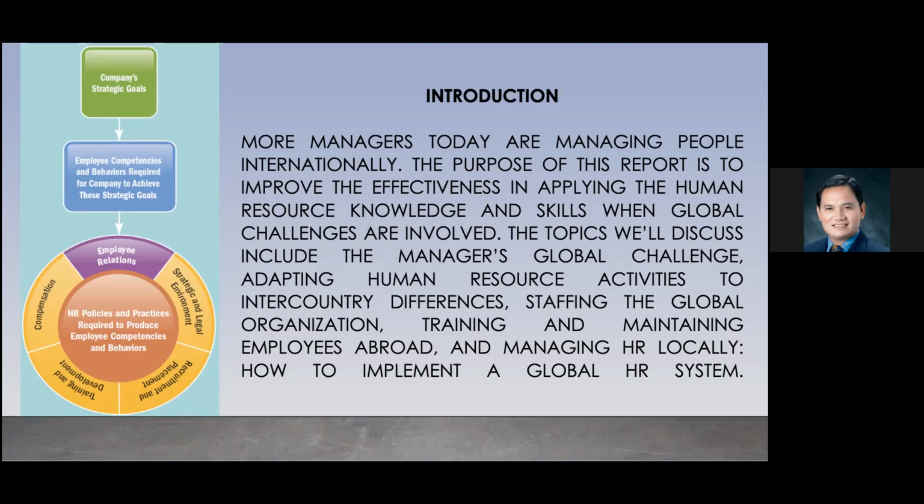As you can see in the illustration on the left portion of our slide, the top priority is the company's strategic goals, and in order to achieve them, there must be employee competencies and behaviors. Then, in order to produce the employee competencies and behaviors, we have the HR policies and practices such as employee relations, strategic and legal environment, recruitment and placement, training and development, and compensation.